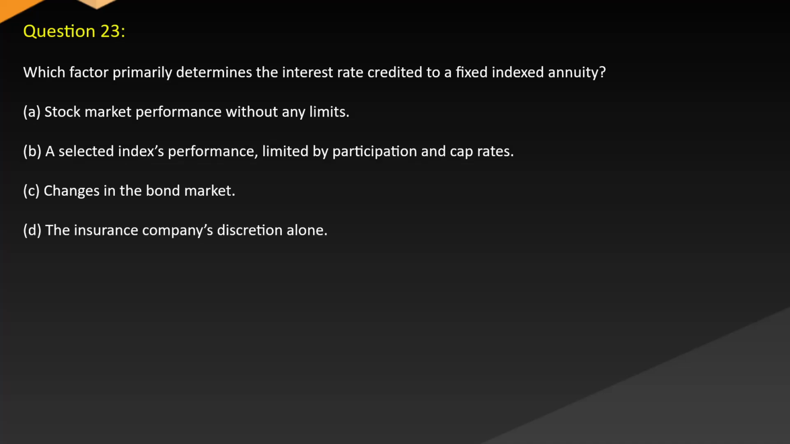Question 23. Which factor primarily determines the interest rate credited to a fixed indexed annuity? A. Stock market performance without any limits. B. A selected index's performance, limited by participation and cap rates. C. Changes in the bond market. D. The insurance company's discretion alone.